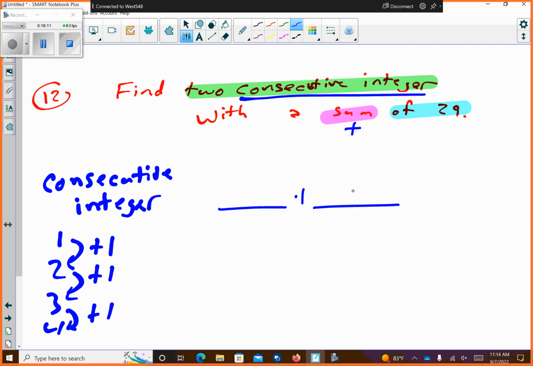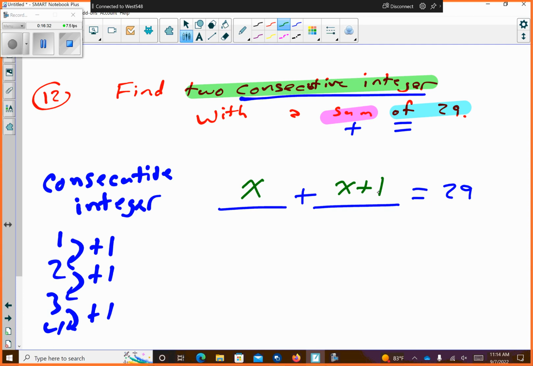Addition. What does "of" mean? Equals. So this is my setup. All right, this is just consecutive integers. It's not even or odd. So the first one is x. What do I have to add to x to get to the next number? x plus 1.